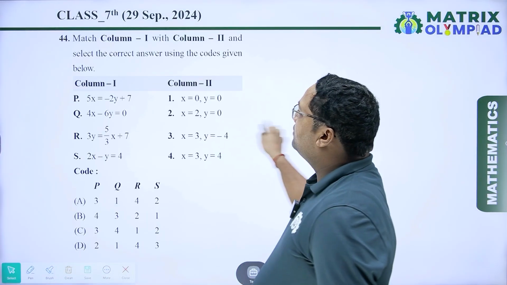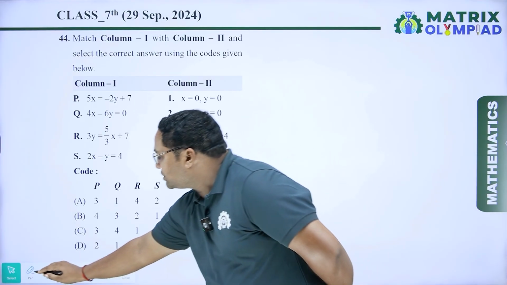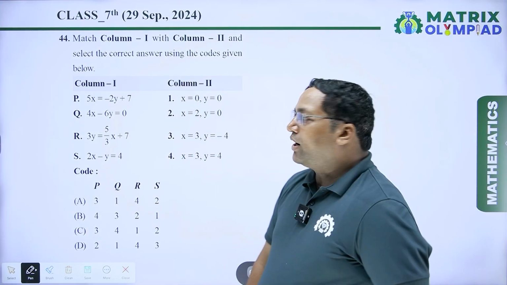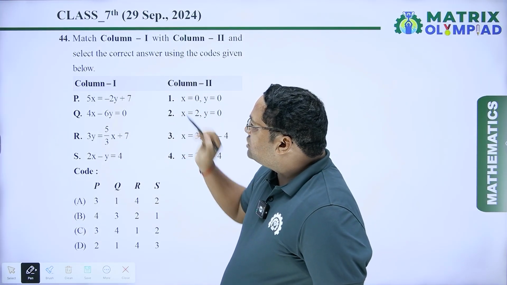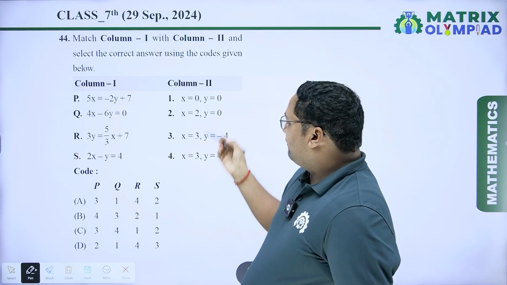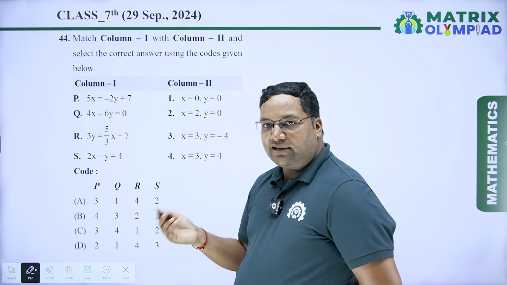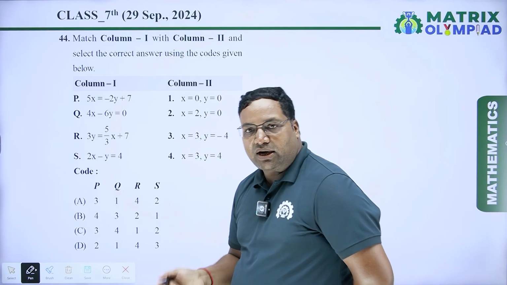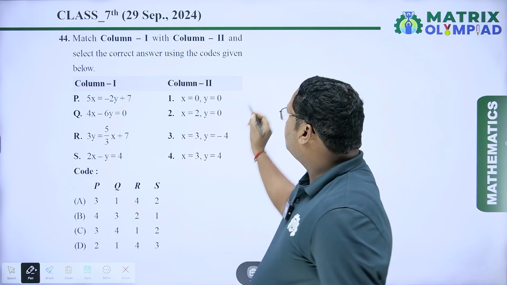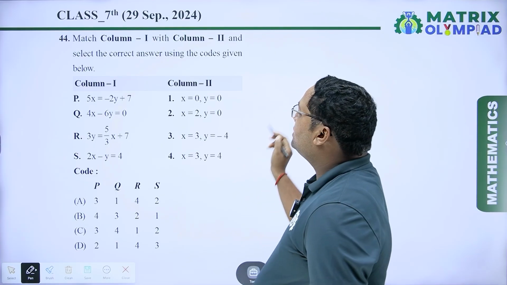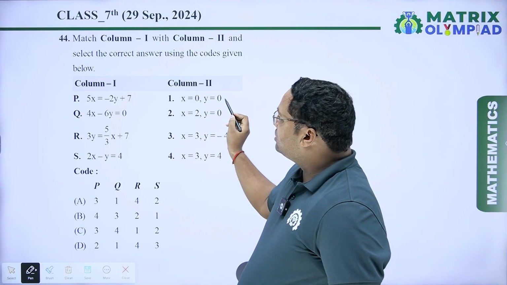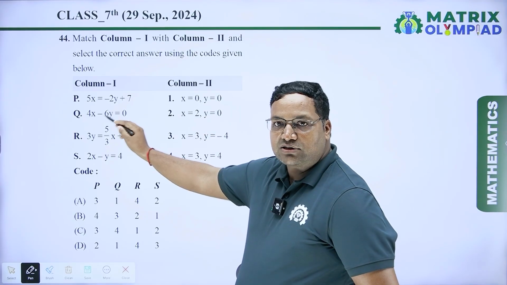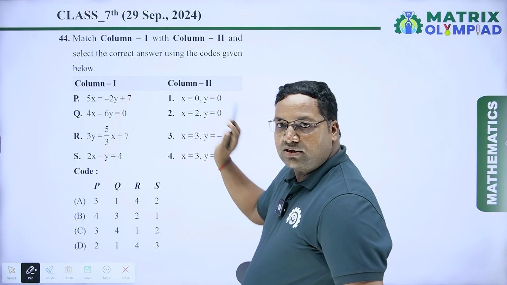Coming to the next question. Question number 42, which is match column 1 and 2. So first is 5x equal to minus 2y plus 7. One by one we have to put the value of x and y and check whether the left hand side is equal to the right hand side or not. So if we put x equal to 0 and y equal to 0, then the left hand side is not equal to the right hand side. So this is wrong.